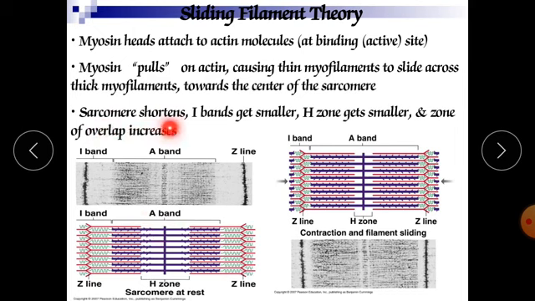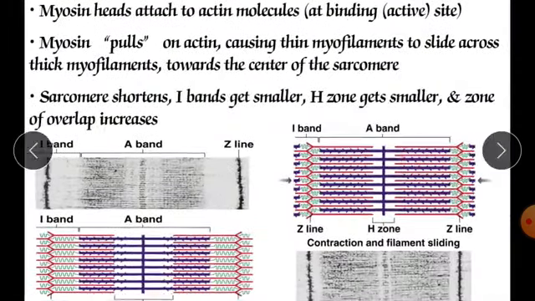The sarcomere shortens, the I band gets smaller, the H zone gets smaller, and the zone of overlap increases. In this picture here you can see the overlap has occurred. It means the contraction and filament sliding has occurred, which means the muscle has been completely contracted.